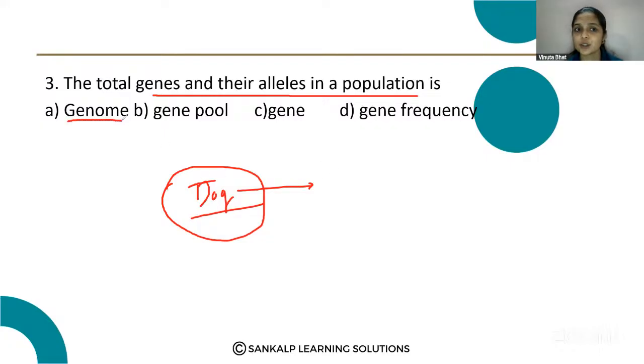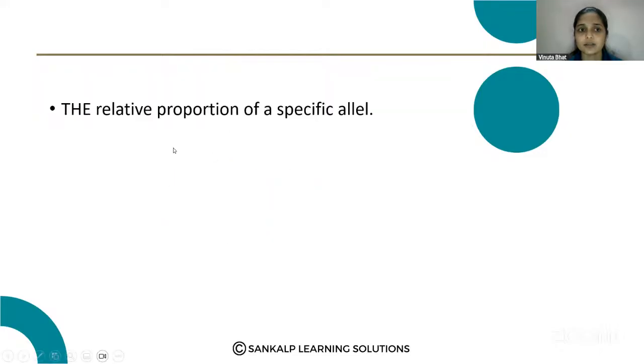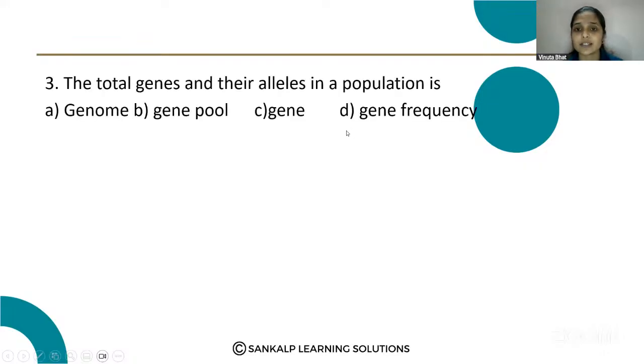Is it called genome? Genome refers to the genes of a single organism, not to a population. Then what's the correct answer, gene pool or gene frequency? Here, what is the meaning of gene frequency? It is the relative proportion of a specific allele. That is called the gene frequency.